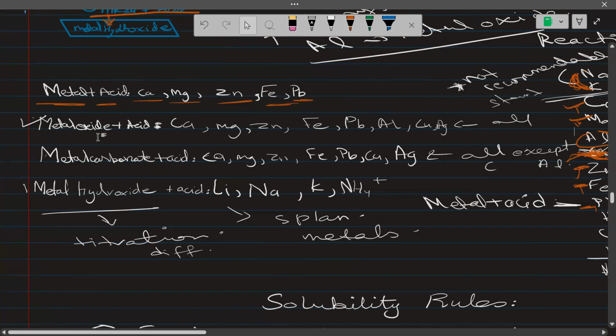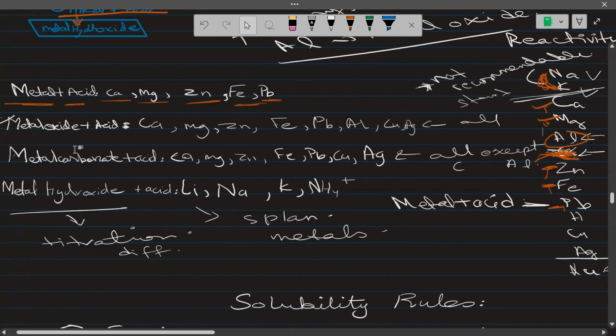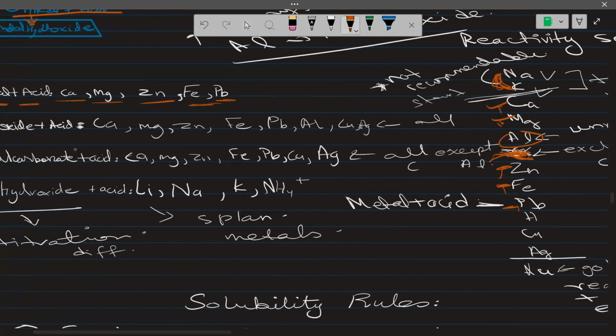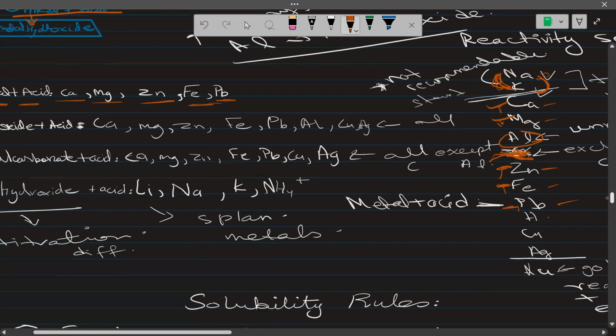Now let's come to metal oxide. In metal oxide, all the metals count except sodium and potassium, because they are not recommendable. Except for these two: calcium, magnesium, aluminium, zinc, iron, lead. Hydrogen is also not a metal, so hydrogen will also not come. And copper and silver. While gold, what is gold? Gold is basically unreactive in nature, so hence it cannot react.